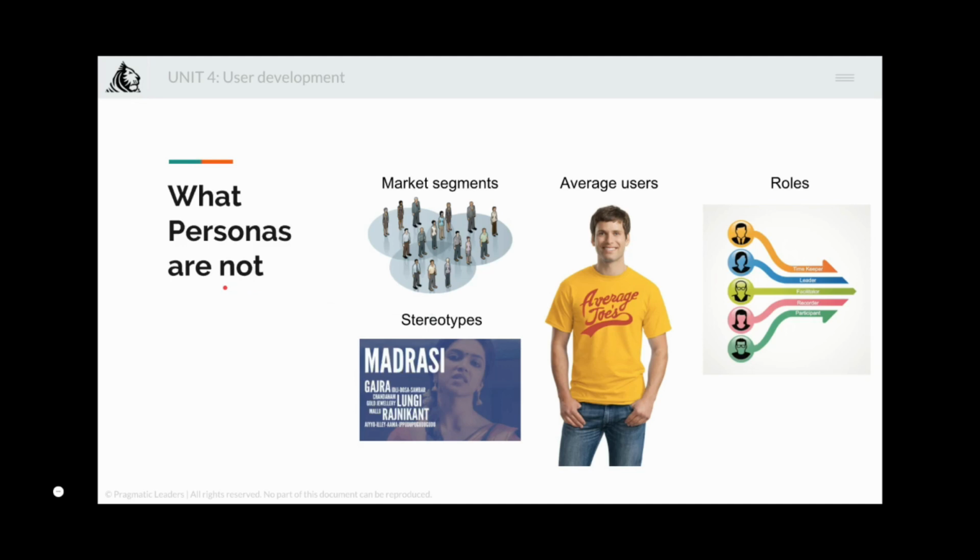What personas are not, they're not market segments. I'll clarify very soon how market research and user research is different. In this particular case, market segments doesn't reflect what personas are. Okay, persona is a specific instance of a model or an archetype. Okay, it is not your stereotypes that it's a Madrasi or it's a Gujarati or a Punjabi or an American. No, it's not an average user either. It's not a role. It's nothing.